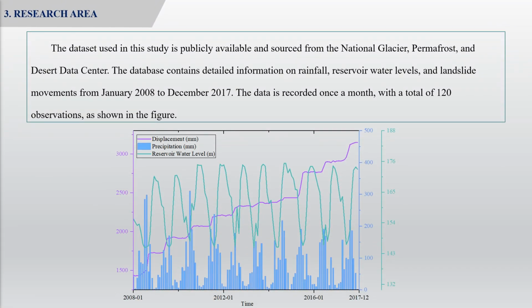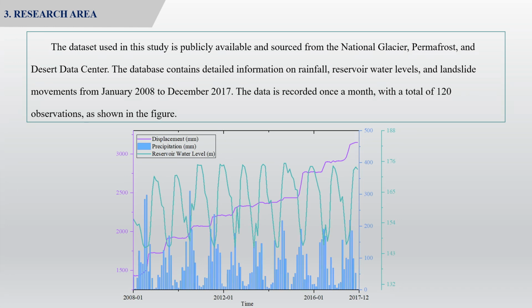Data and effective rainfall modeling. The dataset used in this study is publicly available from the National Glacier, Permafrost, and Desert Data Center. The displacement records are monthly, totaling 120 observations, as illustrated in the figure.